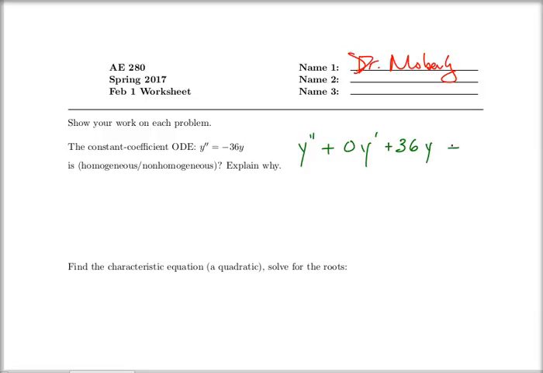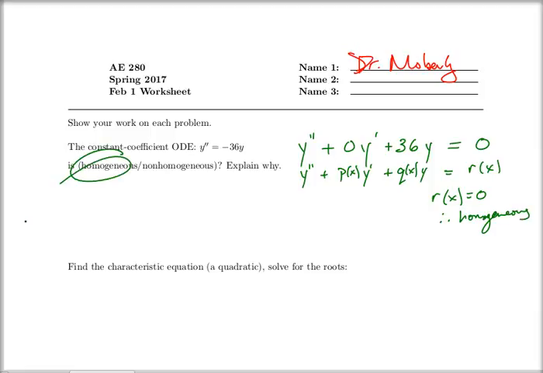36y equals 0. So there's my p of x, y prime plus q of x, y, and r of x is 0. Therefore homogeneous. And that's why it's in standard form.